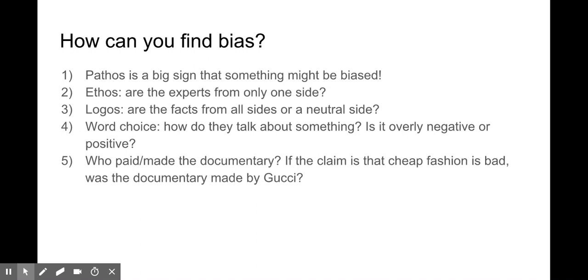And then another thing to look for is who paid for the documentary, who made the documentary. So for example, maybe that documentary about cheap fashion and how it's really bad, maybe Gucci paid for that documentary because they do not have cheap fashion and they want people to buy Gucci. So anyway, that is how you can look for bias.